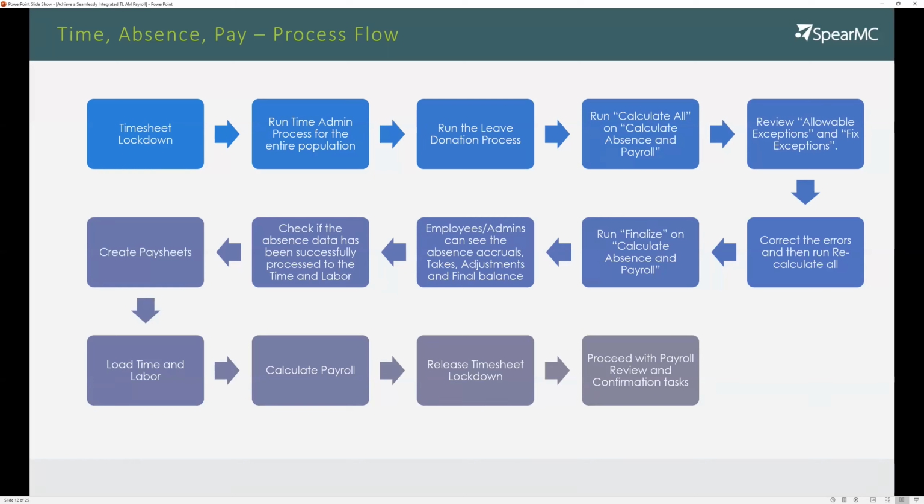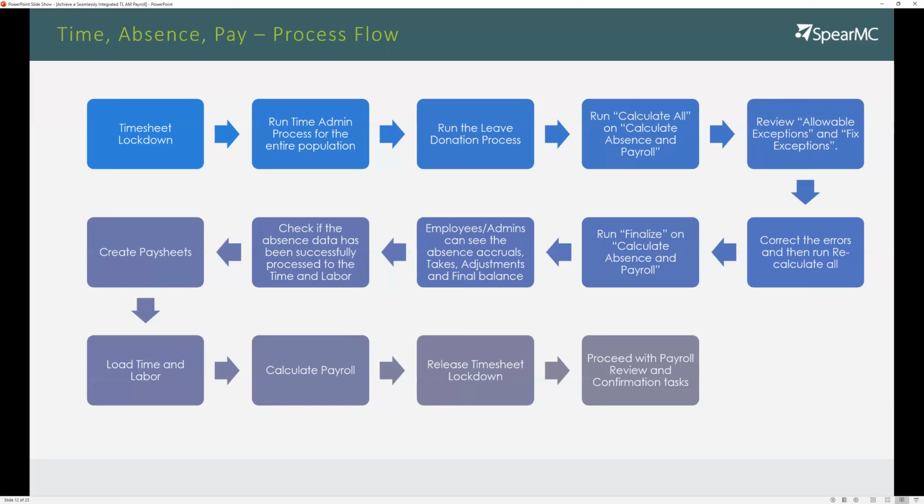Typically, it starts with creating the pay sheets, loading the data from time and labor, which now includes the data from the absence as well, and then going with the calc process, which is an iterative process. Once the data is sent to payroll or taken by payroll, then release the timesheet lockdown so that employees can now submit time, managers can approve time, and so forth, right?